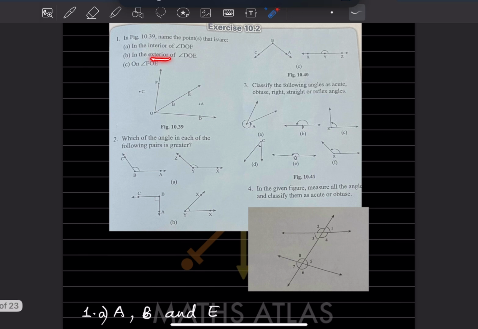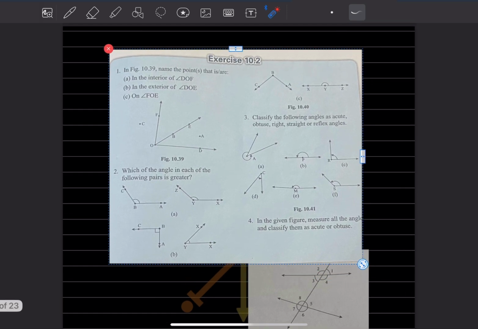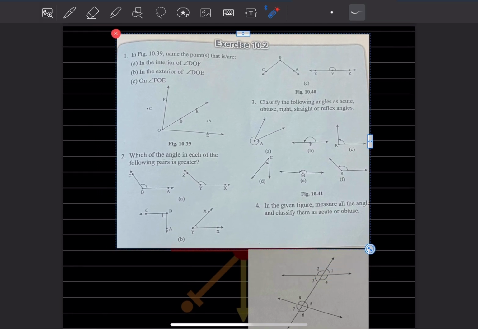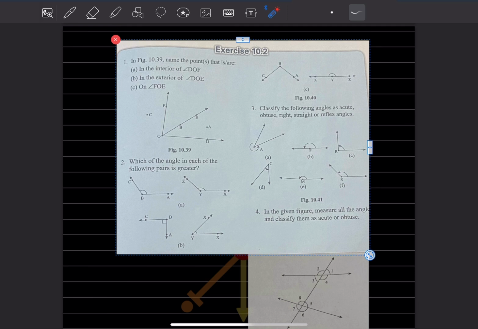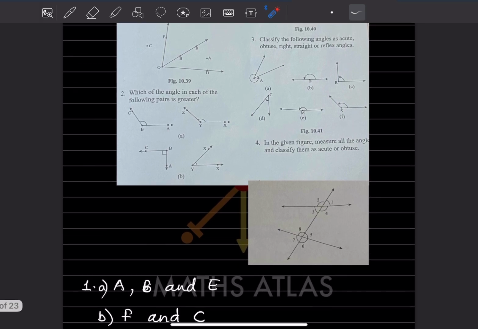In the exterior of angle DOE, exterior means the outside. DOE, can you see here? This is DOE, the exterior of that is going to be F and C. So exterior the points are this one F and this is C.